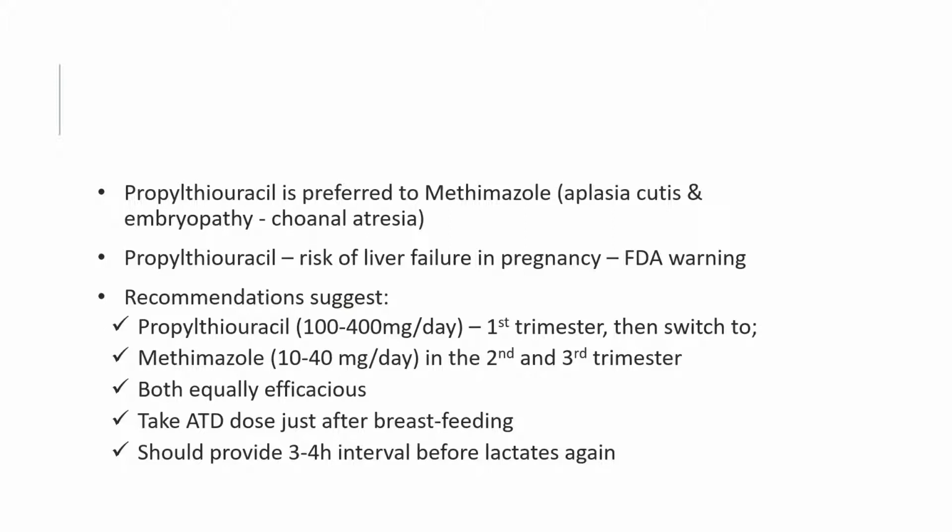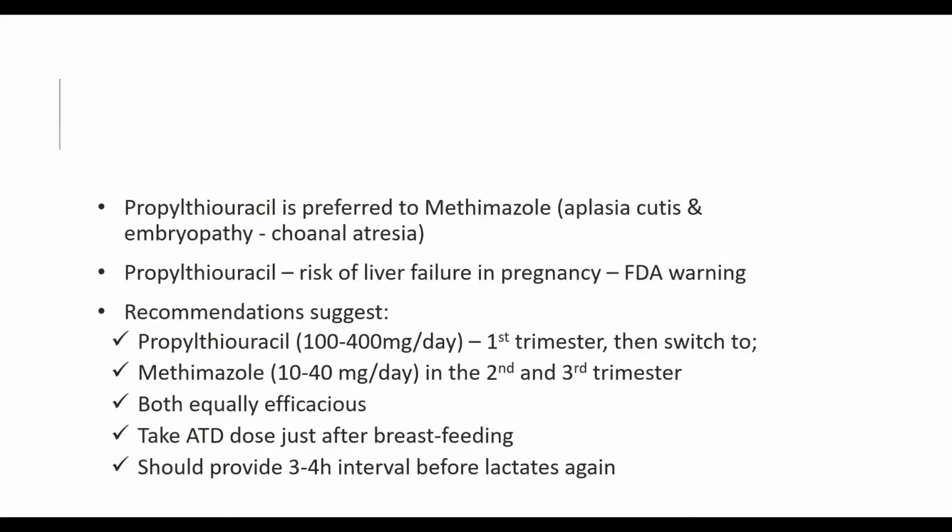The recommendation is that propylthiouracil up to 400 milligram per day can be used in the first trimester. Then you must switch to methimazole, also with a maximum of up to 40 milligram per day in the second and third trimester. Both have equal efficacy, but as you know, there are risks relevant to liver failure and neonatal fetal complications, that is teratogenicity. So you must avoid it.